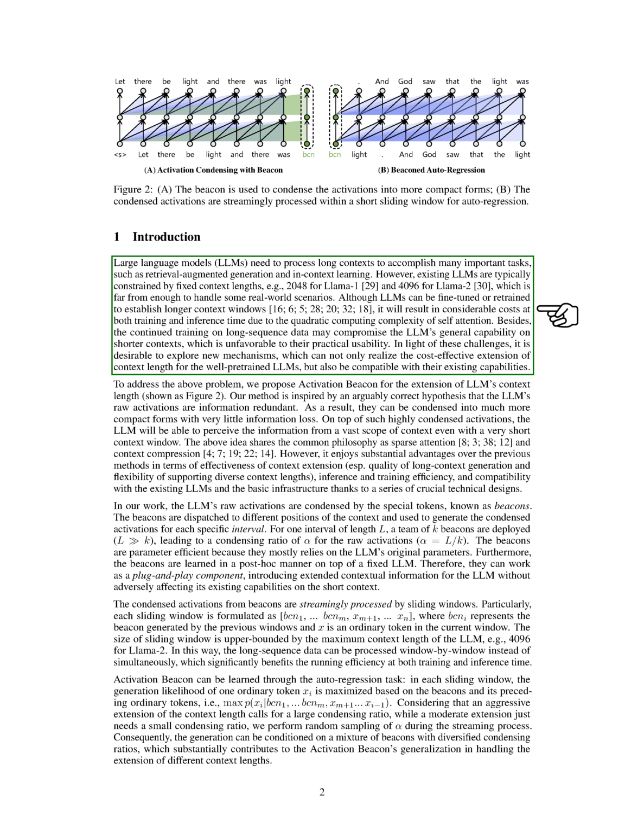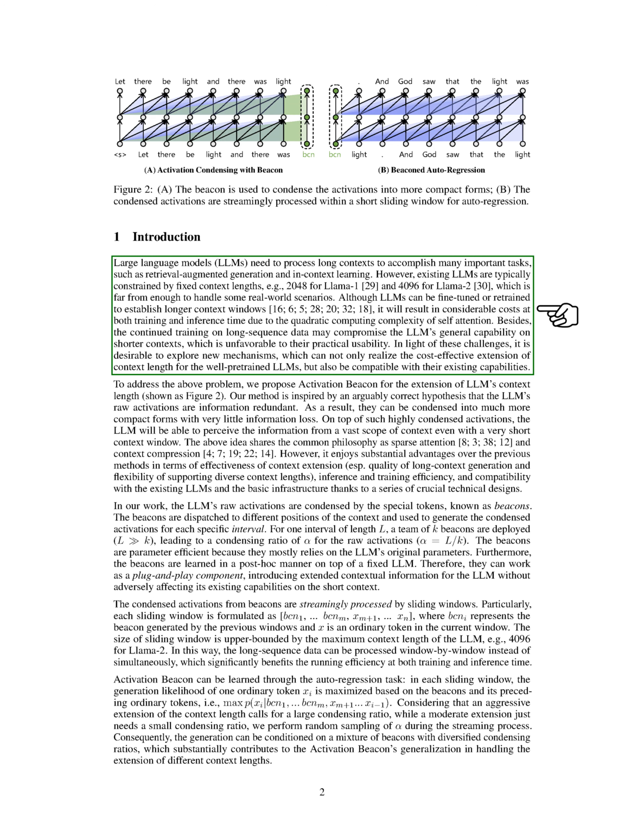Our solution is called Activation Beacon. The idea is that LLMs have a lot of redundant information in their raw activations, so we can condense this information into a more compact form without losing much. This way, the model can understand a lot of context even if it's only looking at a small window of it. This idea is similar to sparse attention and context compression, but our method has some advantages, like better context extension, efficiency, and compatibility with existing LLMs.